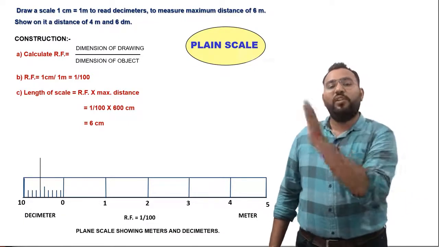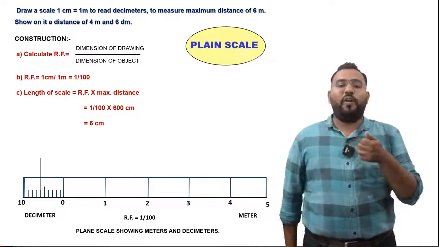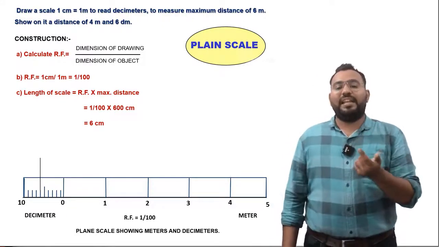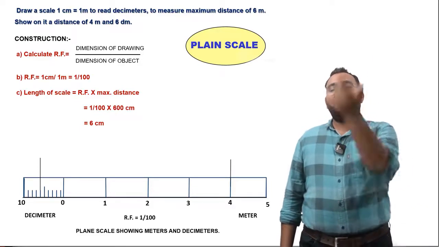Now I have to show 4 meter. So I have to go to the right side of 0. So 0, 1, 2, 3, 4, and from 4 I will draw an extension line. Yes, like this. Again I am going to repeat. See the right side of 0, point 4. Yes, like this. So it will show 4 meter.